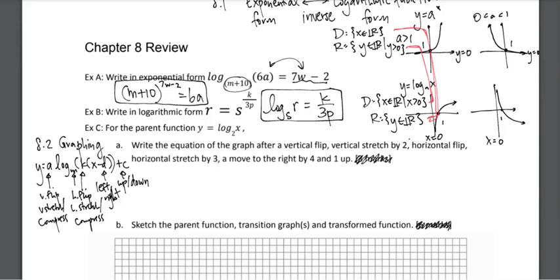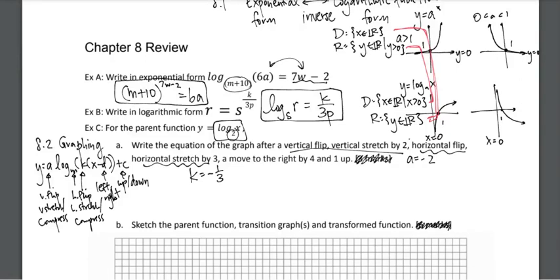So we're using the parent function log base 2 of x. So we're going to use that base 2 in there. Vertical flip, vertical stretch by 2. That tells us a equals negative 2. Horizontal flip, horizontal stretch by 3. That's k. And because it's a horizontal stretch, it's the opposite of what you think.